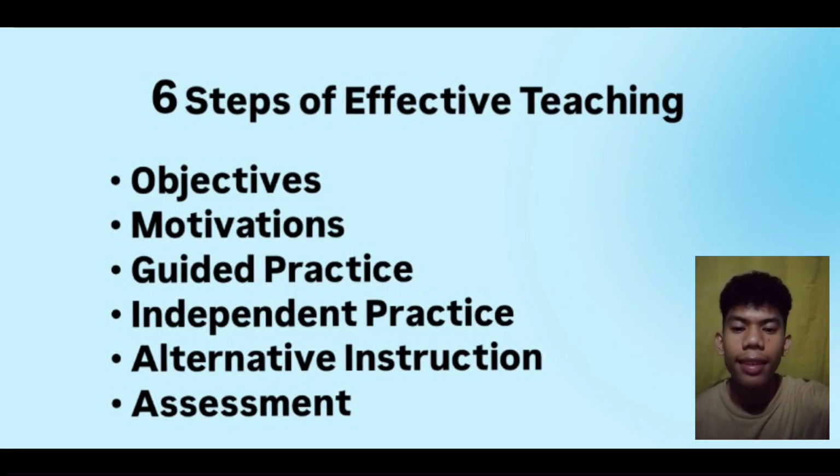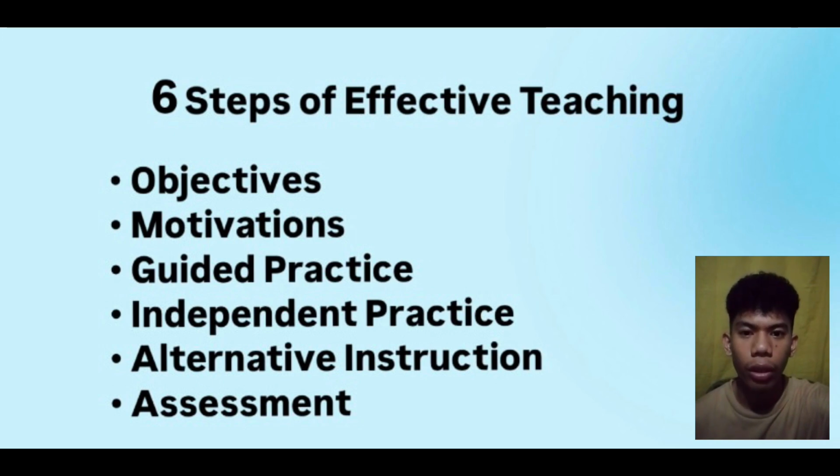Next, alternative instruction. This is also an effective one, in how we discuss with our students so that the discussion will be understandable, clear, and precisely understood. When we have assessment, this is the most important among others because this is where we are going to know if the students learned from the discussion, like for example an activity, a test, or a quiz. This is how the teacher knows if the students learned something from our discussions.